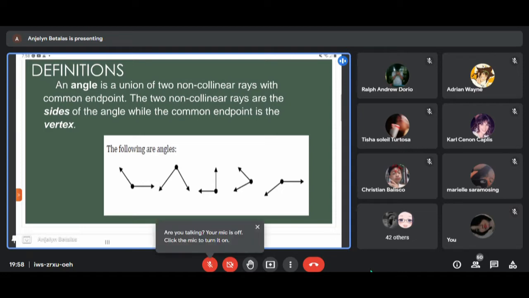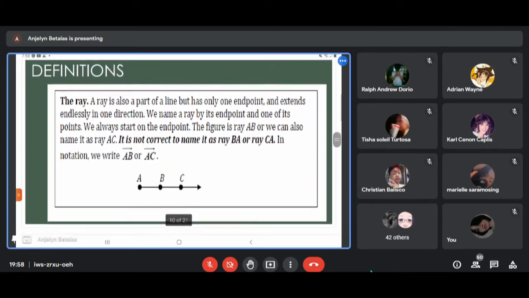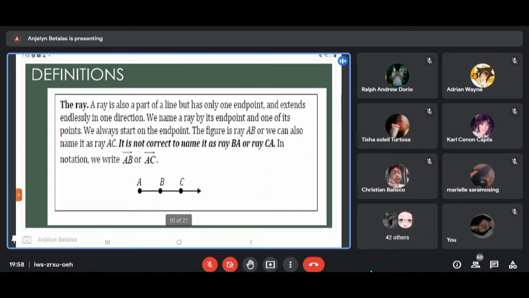So first, angle: a union of two non-collinear rays with a common endpoint. I think we need to define first the ray. A ray is also part of a line, a subset, but it has only one endpoint. The line is endless, infinite on both sides. A ray has only one endpoint and extends endlessly in one direction.